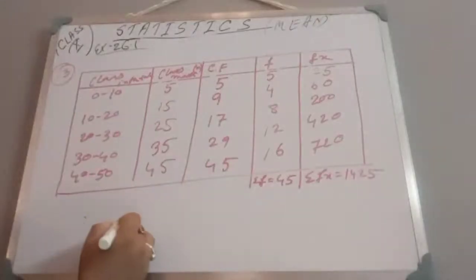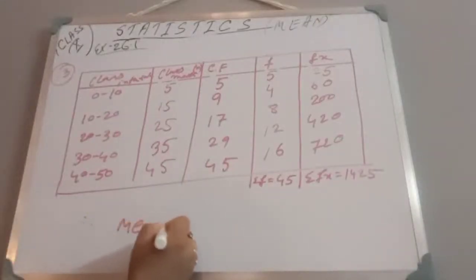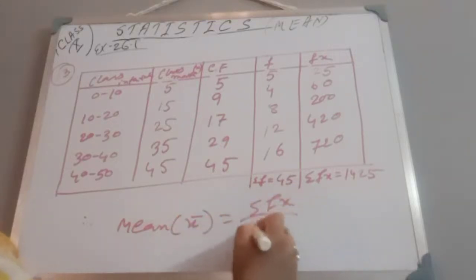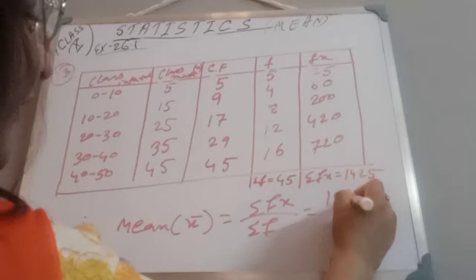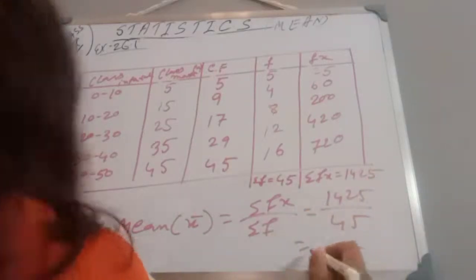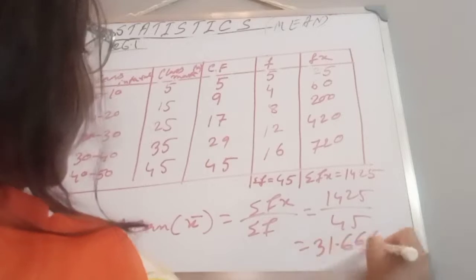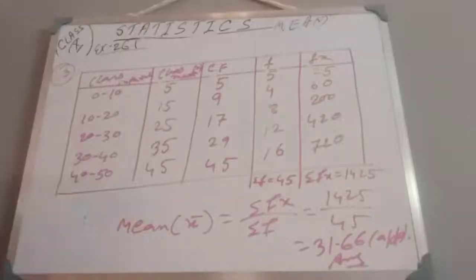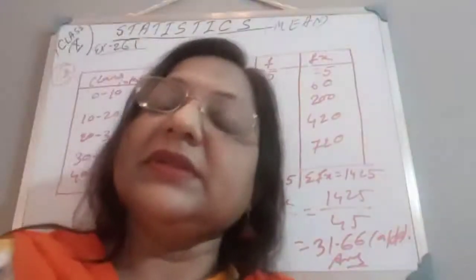Okay, now what is the value of mean? It's very simple. Already we have got sigma fx and we have got sigma f also. Just put the value 1425 by 45. Do the calculation part, we'll get 31.66 approximately. Okay, now this is the answer. Now the chapter is completed. Okay, I think everything is clear to you.